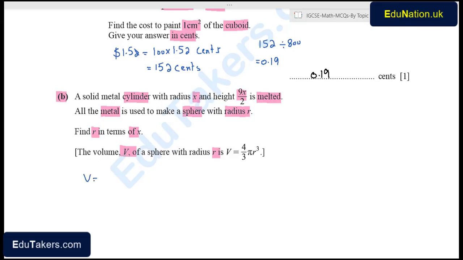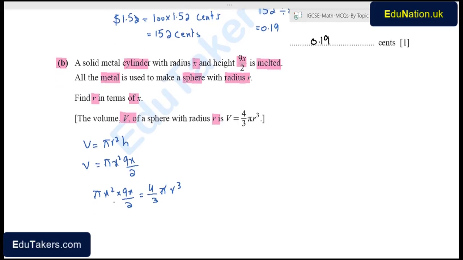And the volume of the cylinder is pi r squared h. Pi, and the radius is x for the cylinder, so x squared, and the height is 9x over 2. This is the volume of the cylinder, and it should be equal to the volume of the sphere. Then pi x squared times 9x over 2 is equal to 4 over 3 pi times r cubed.